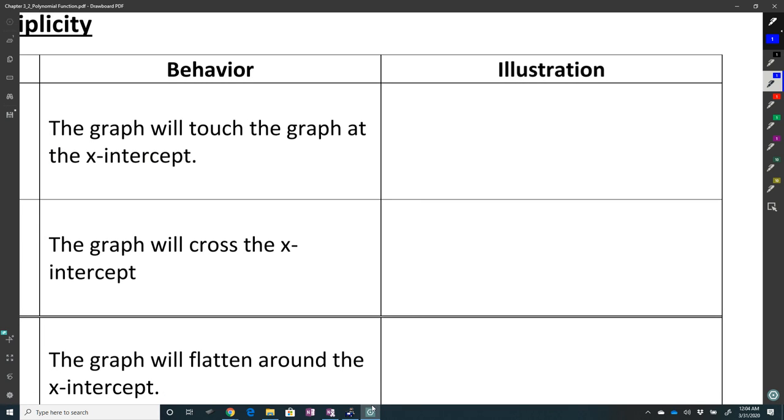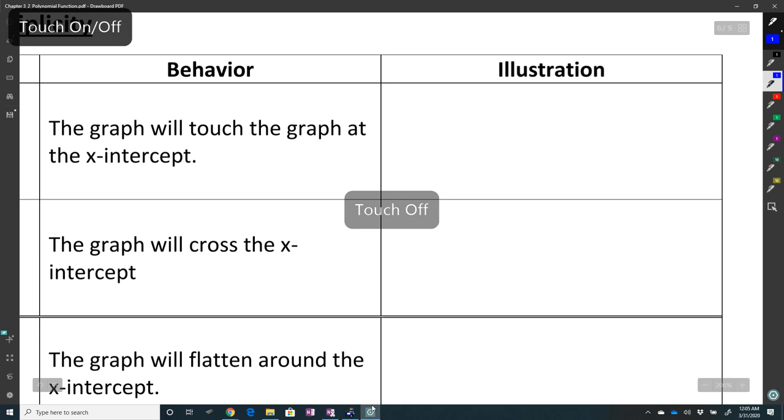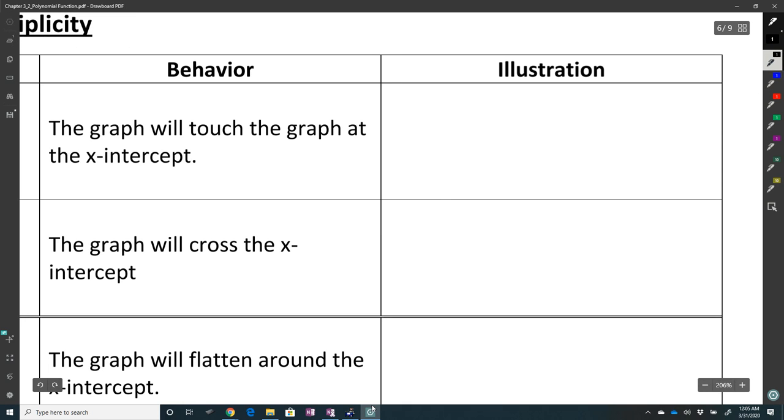Okay? So the reason why we care about multiplicity is it changes the way the graph looks. Right? I'm taking off the glove. I can't stand it. I'm just going to turn off the screen. Not turn off the screen, but there you go. Touch off. Okay.